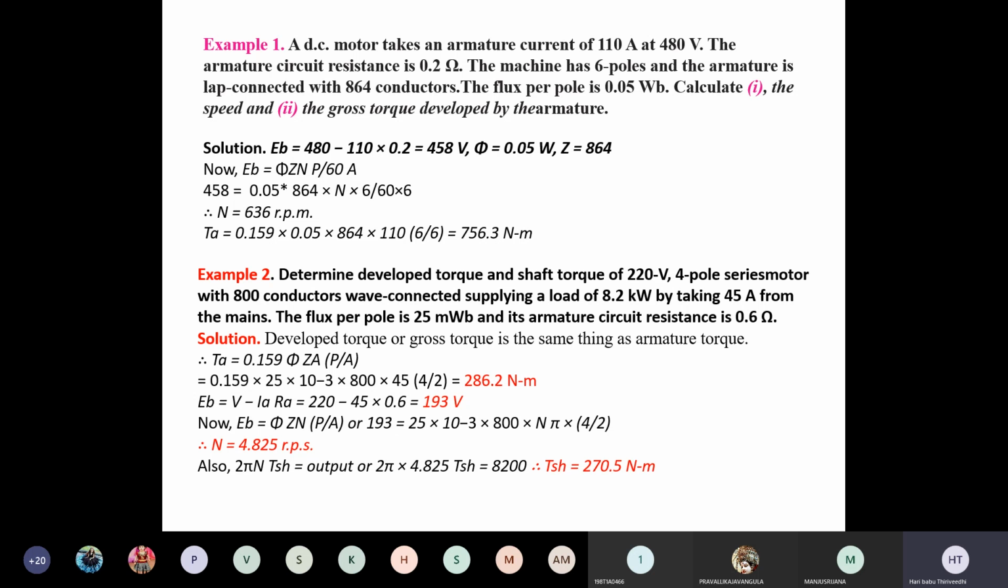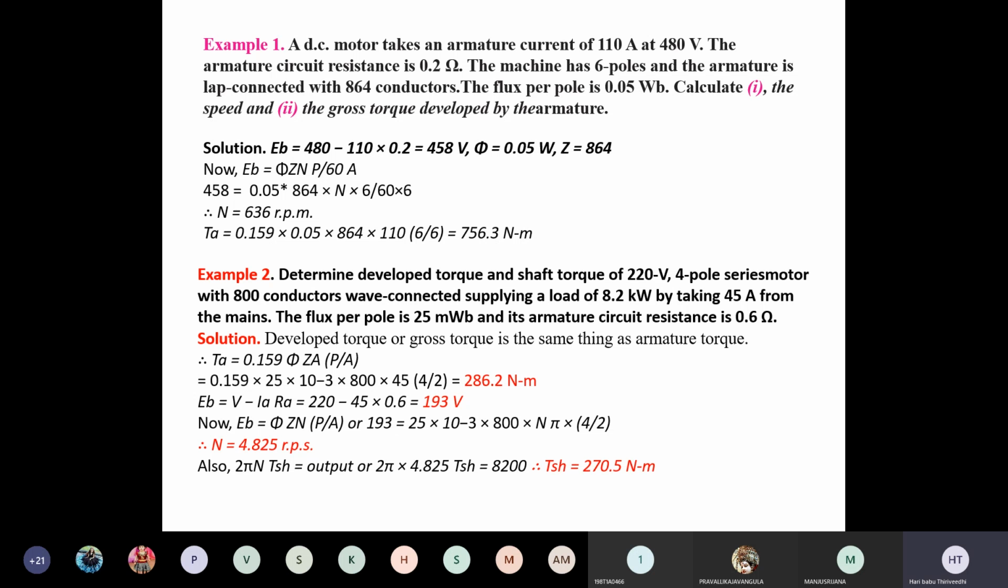So listen, first problem. A DC motor takes an armature current of 110 amperes at 480 volts. The armature circuit resistance is 0.2 ohm. The machine has 6 poles and the armature is lap connected with 864 conductors. The flux per pole is 0.05 Weber. Calculate the speed and the gross torque developed by the armature, right?